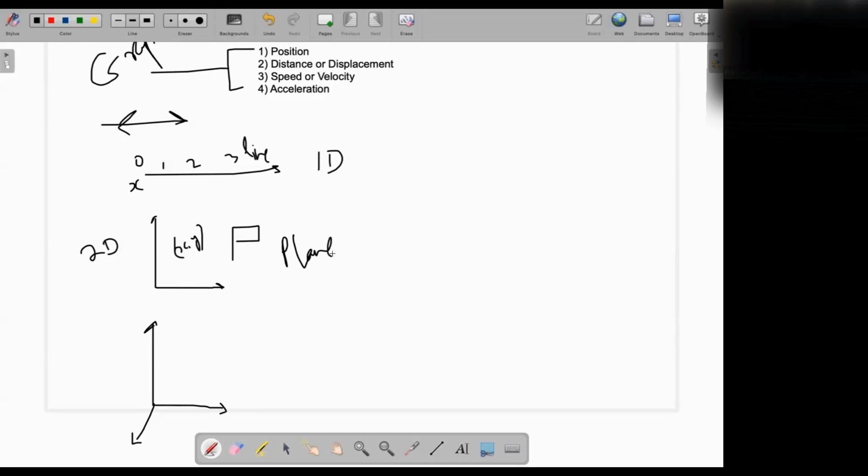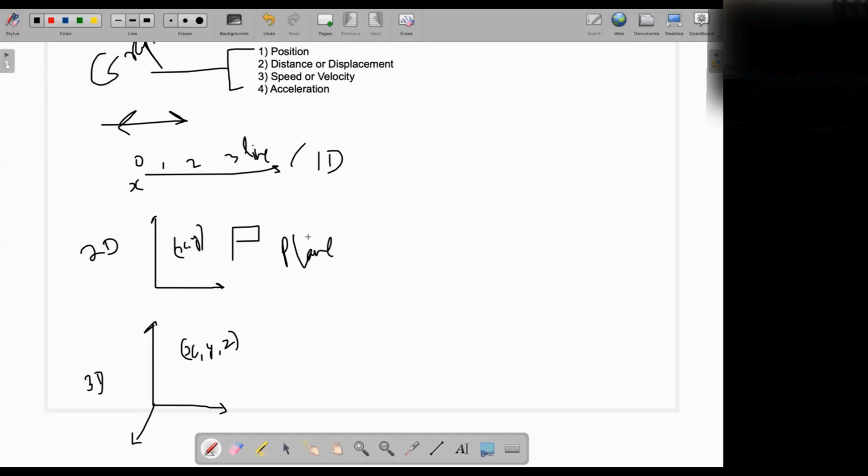Then this is called three dimension. And in three dimension, you have x, y, z axes. So a point can have an x coordinate, y coordinate, and z coordinate. All right. And what is this called?